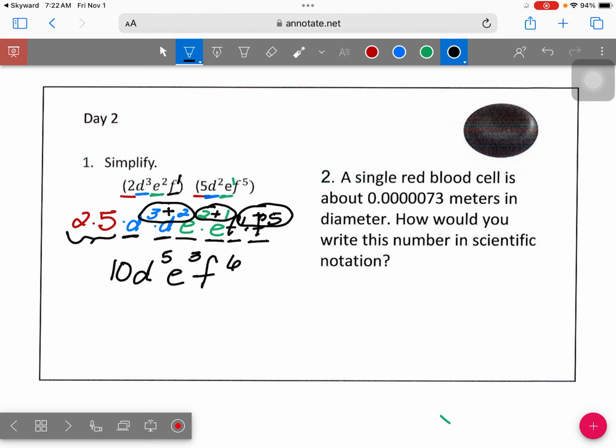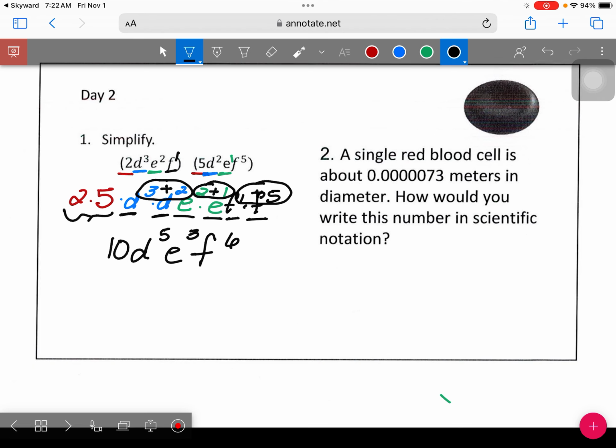How many had 10, d to the 5th, e to the 3rd, f to the 6th? Anyone? Raise them high. Higher. Your arms hurt? Okay. Any question about that? Daylin, I know you were not here yesterday. So if you have 2 powers, you keep the base, and they're being multiplied. You keep the base, you add the exponents.